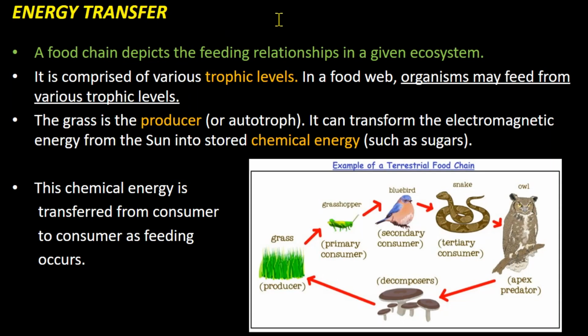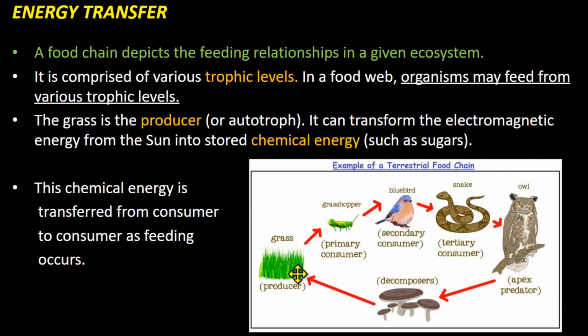Let's look at energy transfer. A food chain depicts the feeding relationships in a given ecosystem. It is comprised of various trophic levels. In a food web, organisms may feed from various trophic levels. In this particular terrestrial food chain, we can say that the grass is the producer or the autotroph. What the grass can do is that it can transform the electromagnetic energy from the sun into stored chemical energy, in this case here sugars.